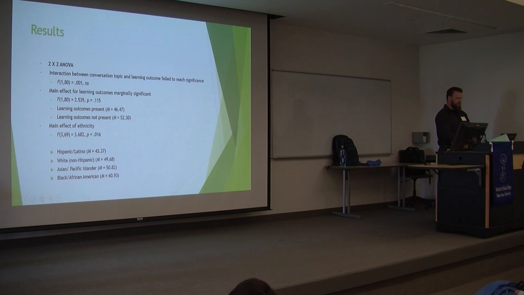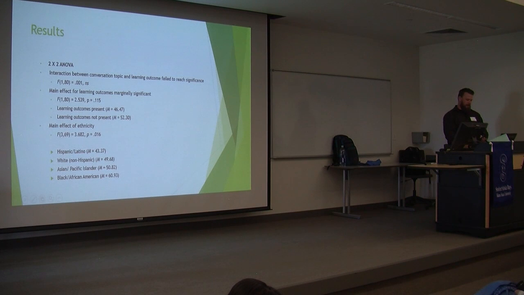We did an additional analysis of ethnicity, analyzing the main effect of ethnicity. We found significant results when comparing Hispanic or Latino to Black or African American participants. Hispanics or Latinos sat closer on average at 43.37 inches compared to Black or African Americans at 60.93 inches, basically 61 inches.